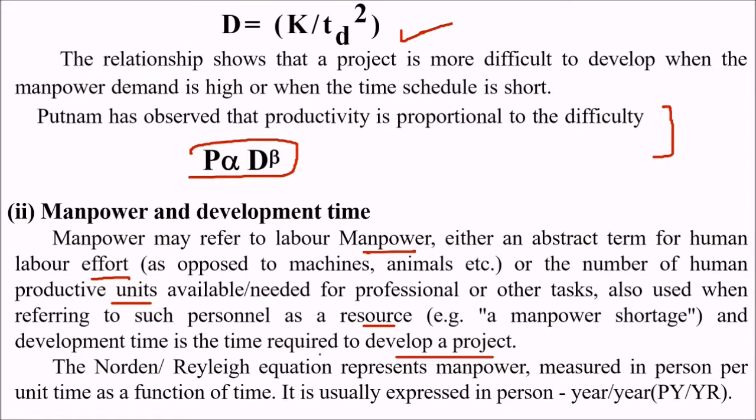So the Norden-Rayleigh equation represents manpower, measured in persons per unit time, as a function of time. It is usually expressed in person-years per year, that is PY/YR.